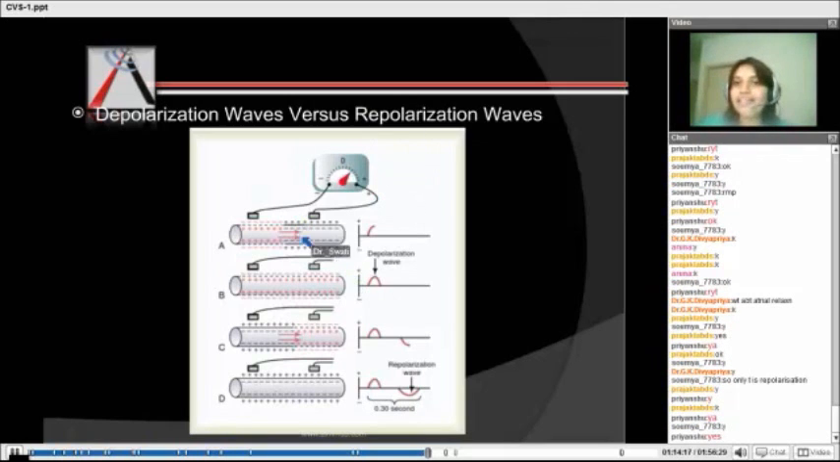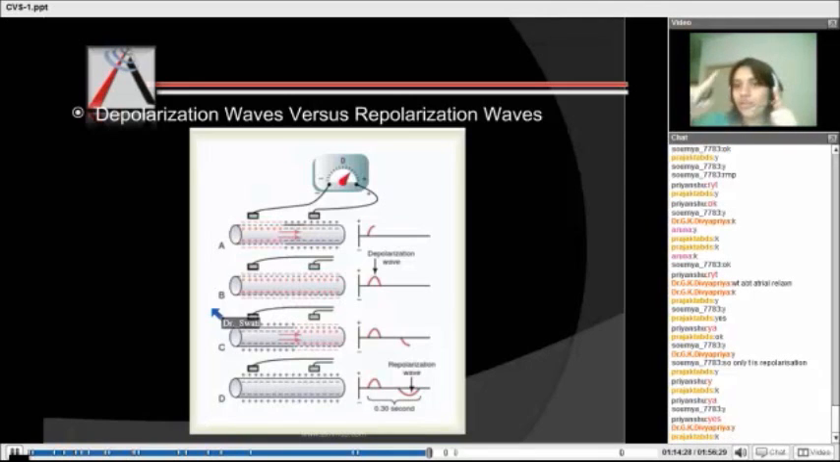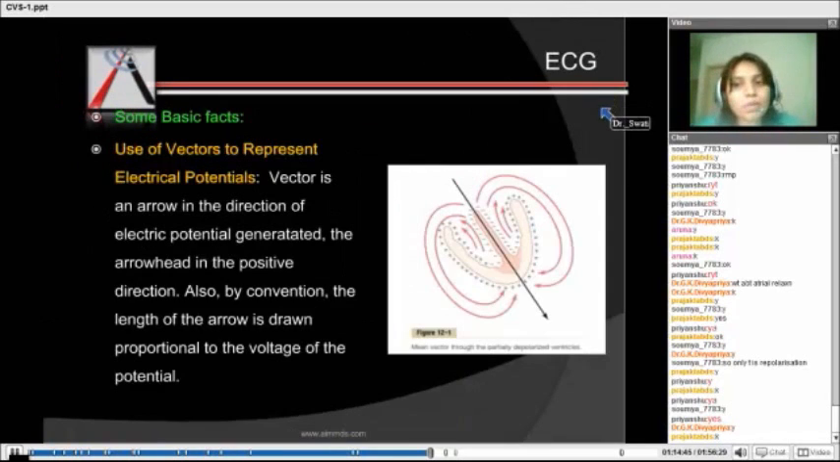Again, the same happens for the repolarization. When it repolarizes, it sweeps from one electrode to another. So when it starts from one electrode, there is a wave starting, and when it reaches the second electrode, it comes back to the baseline. Right? So that is how your repolarization waves and depolarization waves are formed. Okay?